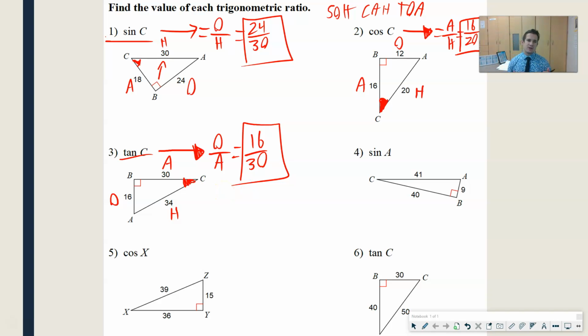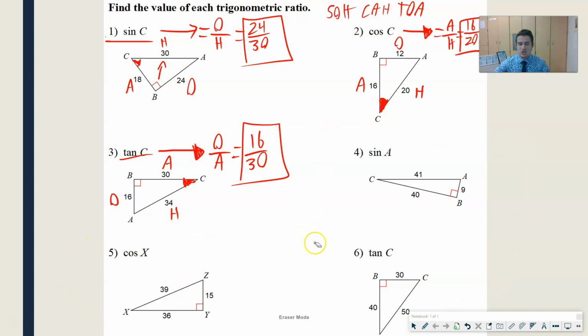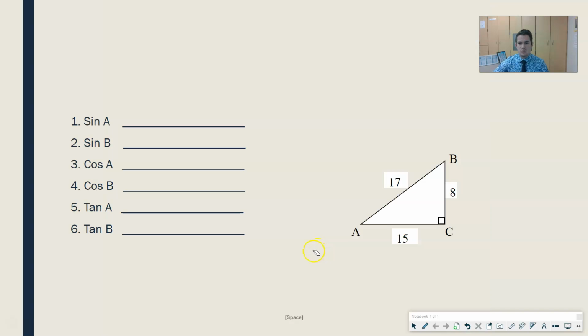Each of these you could simplify the fractions a little bit more, but I'm not going to be super picky on that. But those are the ratios, the fractions associated with each of those trig functions. Sine is opposite over hypotenuse, cosine is adjacent over hypotenuse, tangent is opposite over adjacent. Now I'll let you do those ones on your own. You can pause this and do those ones on your own.